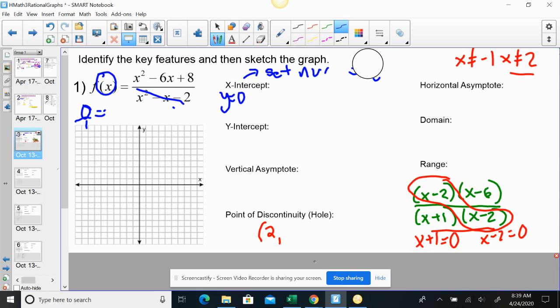Quickly write that down before it erases. Okay, so 0 equals x squared minus 6x plus 8.